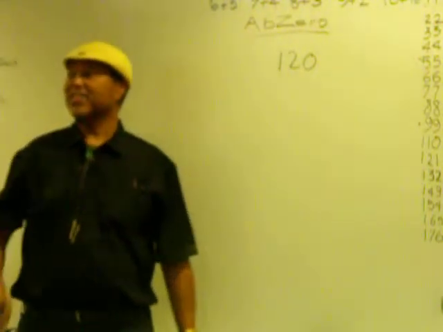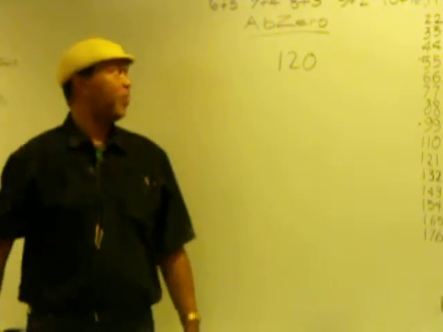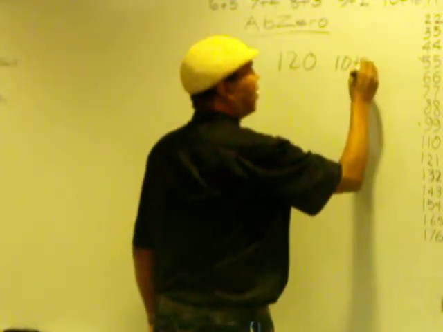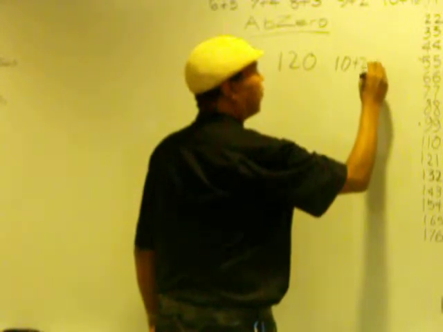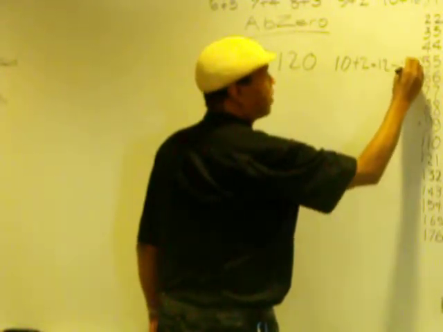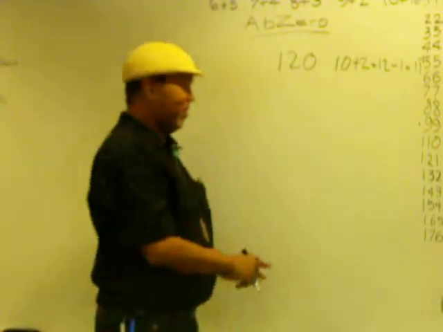I see you raising your hand. With the 0 into 10, 10 plus 2 minus 1. 10 plus 2 is 12. Minus 1 equals 11. Perfect. Very, very good.